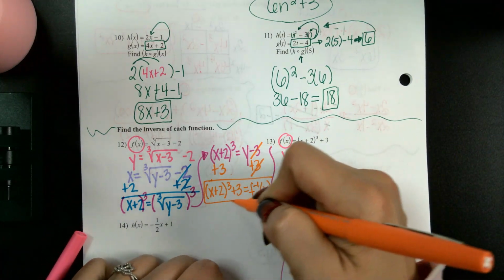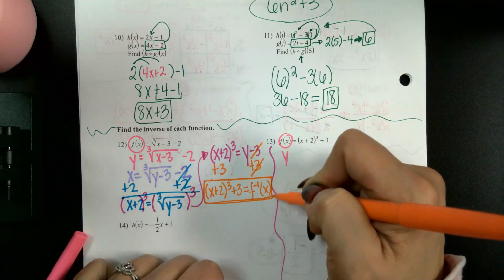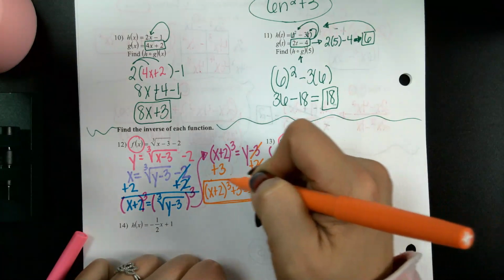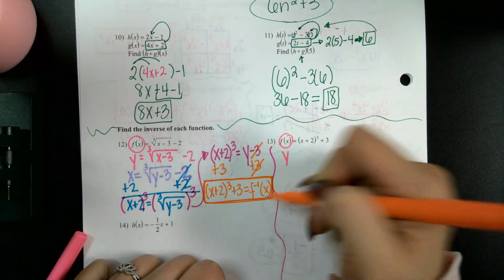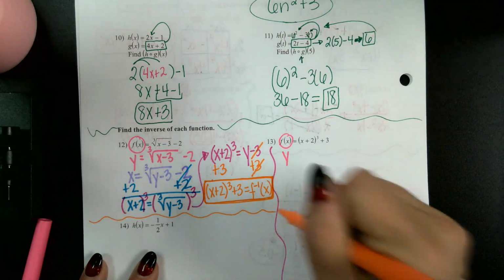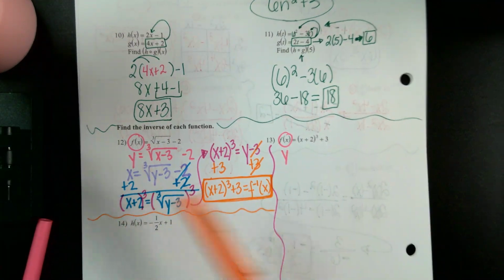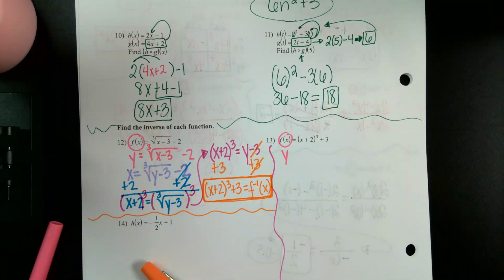I know a lot of you guys were here. We did inverses like 2 days last week. Tuesday, Wednesday. And I know a lot of you were here. That is how you do every single one of these. You put y in, you trade x and y, and then you do whatever operations need to be done to get the y by itself.